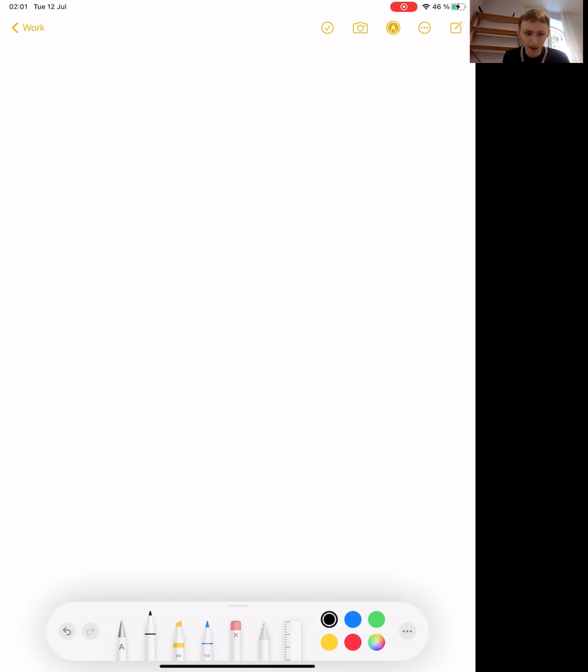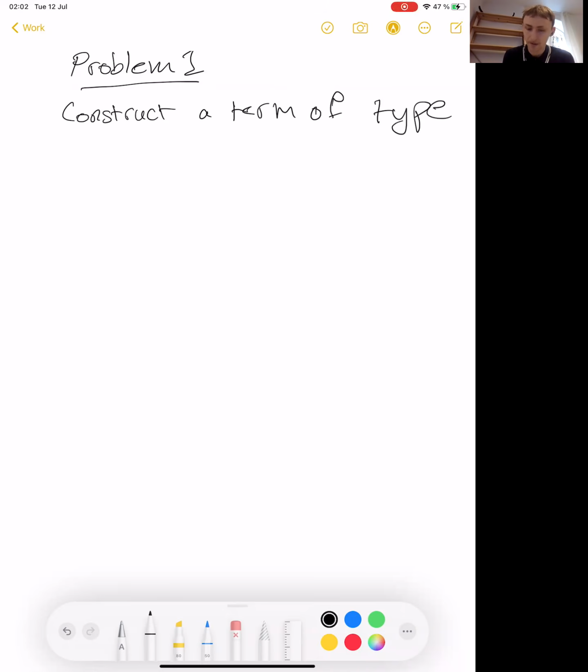Right. So I hope I got the right exercises. But if I recall correctly, the first problem was problem 1. So this is my first time using an iPad, by the way, so let's hope it goes well. We need to construct a term of the following type. So there's a big pi type, right?